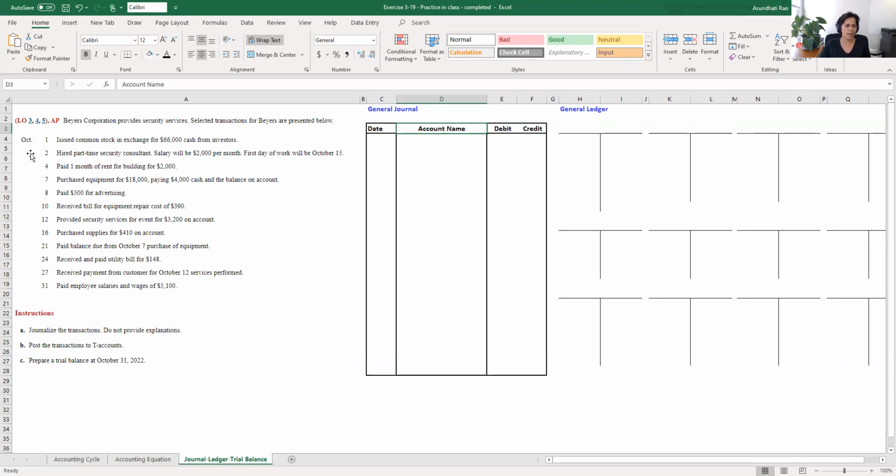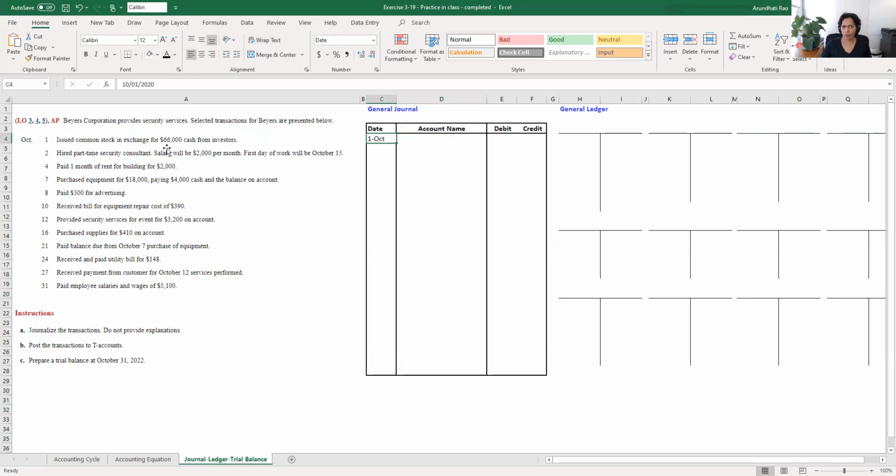So let's start by reading the transaction given over here. On October 1st, the business, that is Bayers Corporation, issued common stock in exchange for $66,000 cash from investors. So all the accounting we do is from the viewpoint of the business. That's the business entity concept. We have the date, that's the first thing I'll write down.